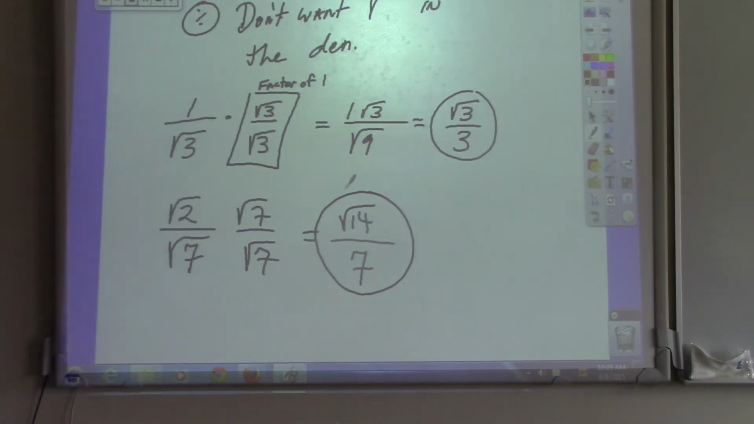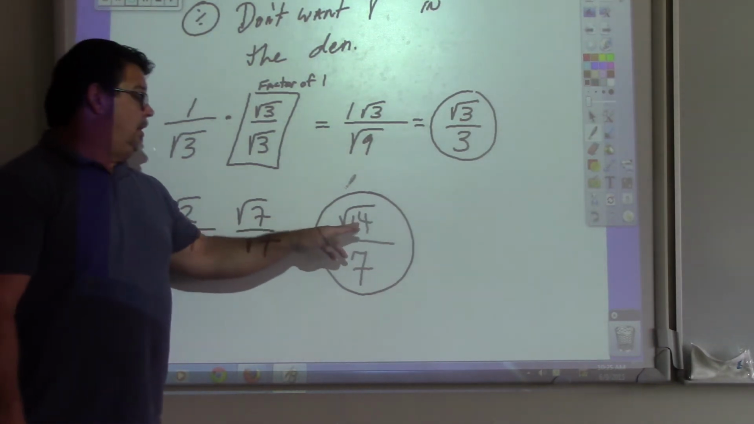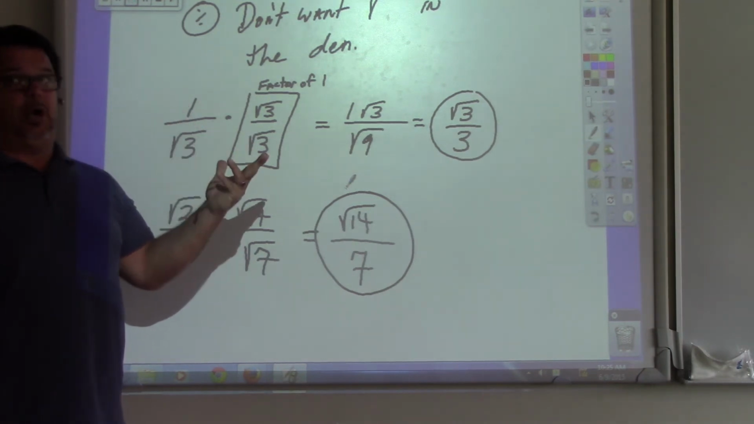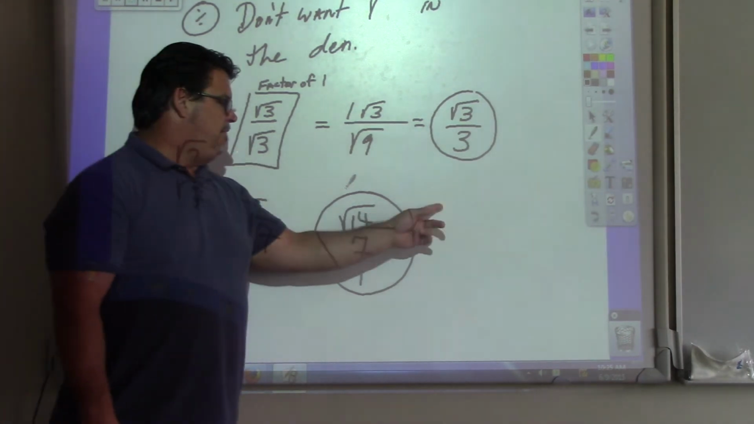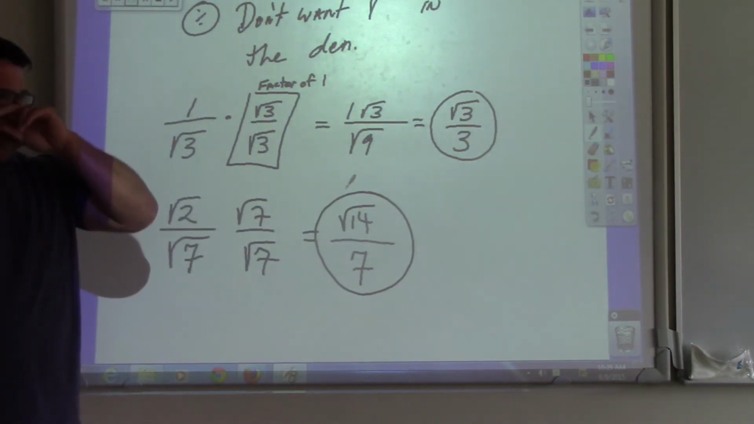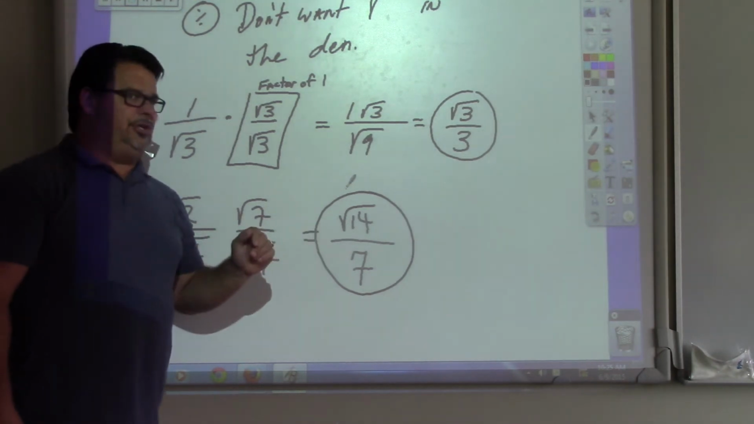So now sometimes you might get a number out here like the square root of 16, and the square root of 16 comes out to be 4. And you could keep going and have 4 over 7 if it was square root of 16. So it's different each time. So don't think just because you get to this point you're done.